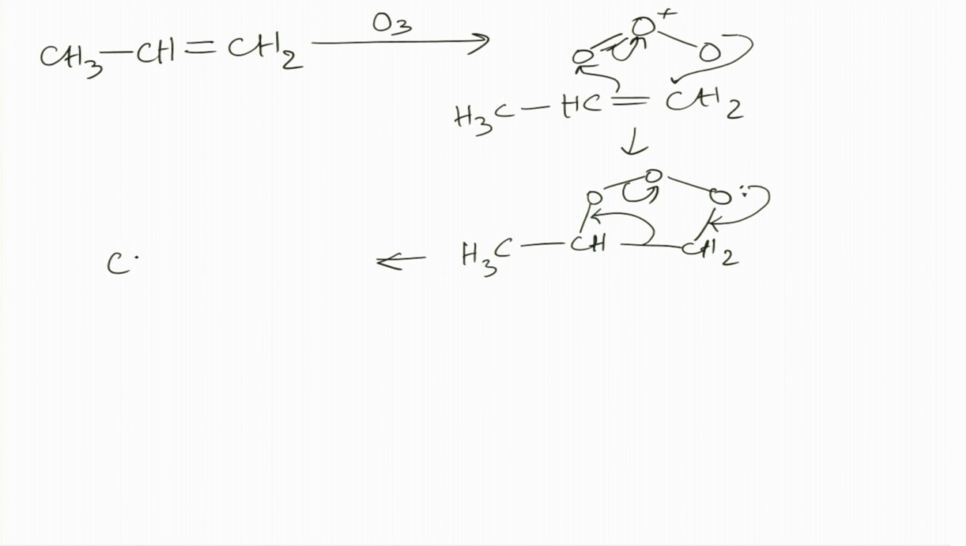So, we get CH3CH double bond O plus, CH2 double bond O, and O minus, and this will be O plus. Okay. So, now if we arrange it in a different way, we get it like this.